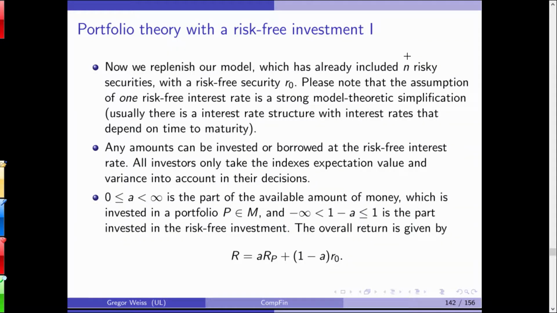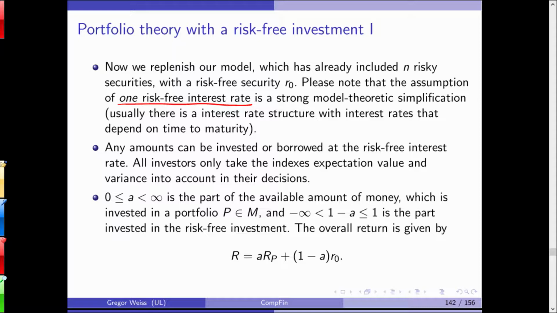Now, this is the situation in which we only have n risky securities that can be formed into an index, into a market portfolio. Now let's extend this model by including a risk-free security with return R0. Please note, this is actually a simplification. Usually you will not have one risk-free rate, but you will have several risk-free rates for different maturities. You will have a risk-free interest rate for maturity 1 year, 5 years, 30 years. So you will have an interest rate curve and a yield curve that is not constant. But in this model scenario, we assume that we only have one risk-free return.